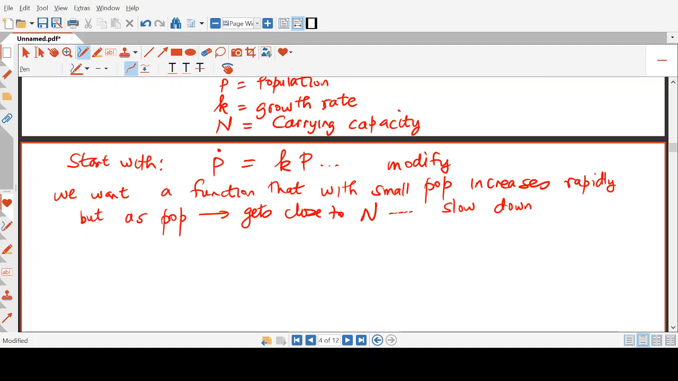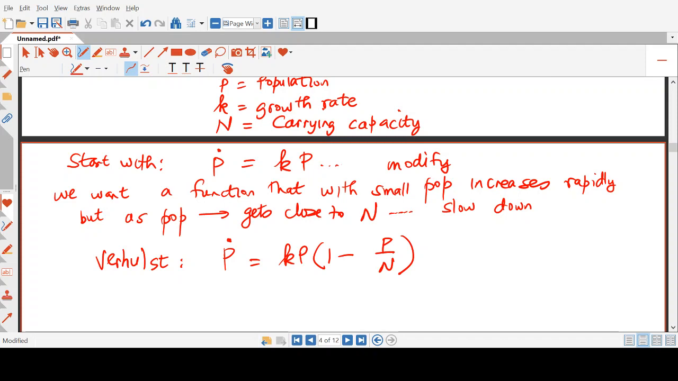So, what Verhulst did, he proposed this kind of thing here. Verhulst proposed P dot is Kp, multiplied by 1 minus P over N. He proposed this model here. You have the normal Kp, proportional to the population size, but now we have another multiplier of 1 minus P over N. Now it's quadratic.